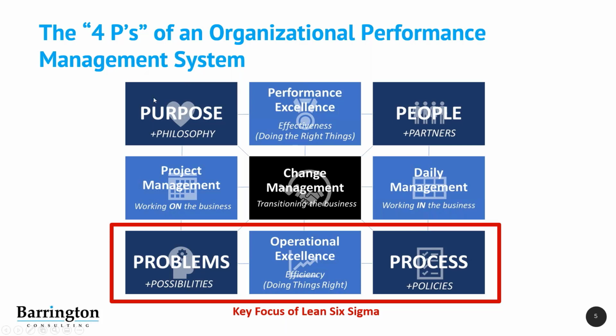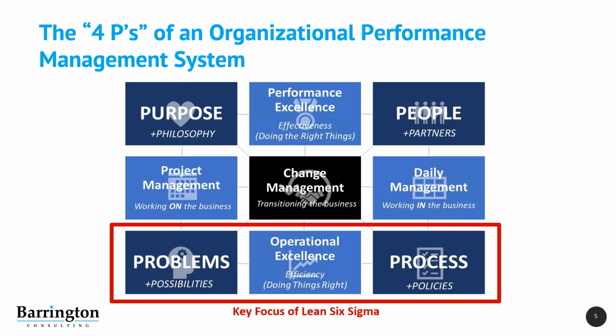The first one is the purpose or the philosophy of the organization. That has to be well defined. That's your mission, your vision, where you want to go. How you get there is through your people. That can be your staff, your senior management, or maybe even your external partners. Those people need to know what the purpose of the organization is so that they know what they should be doing to move in the right direction. That connection is what we call performance excellence. That's your effectiveness. That's doing the right things.